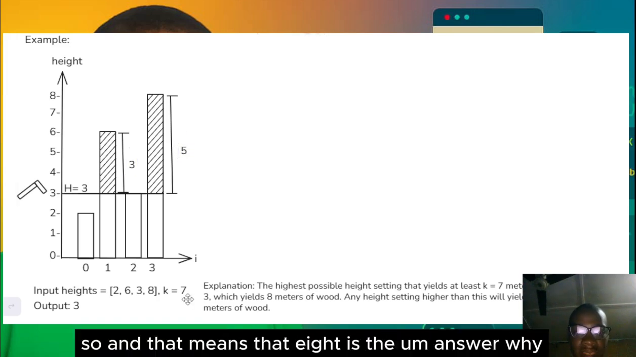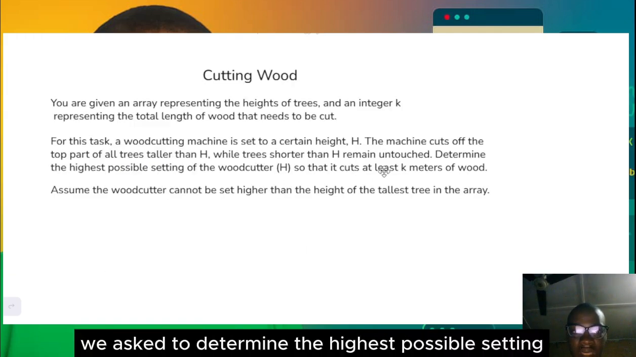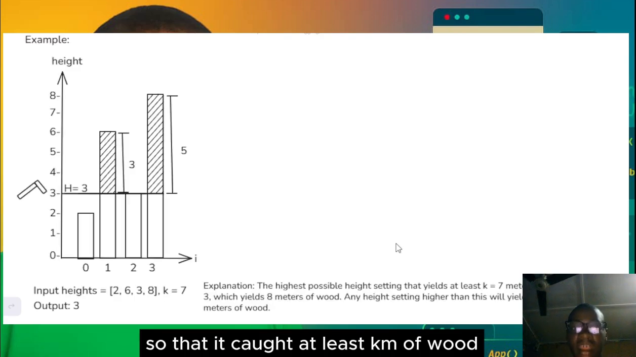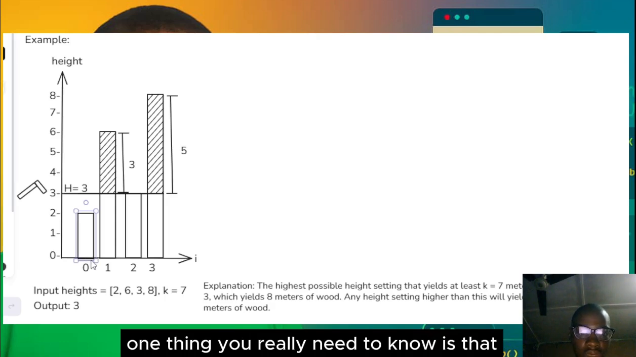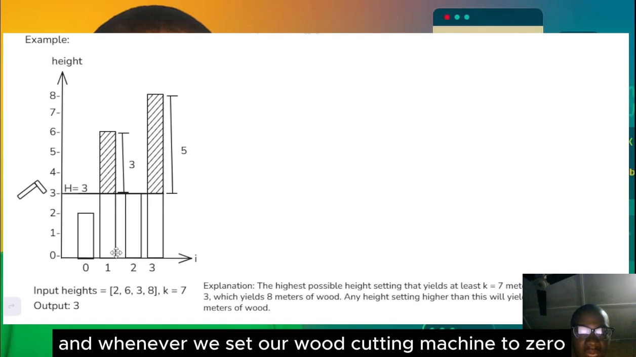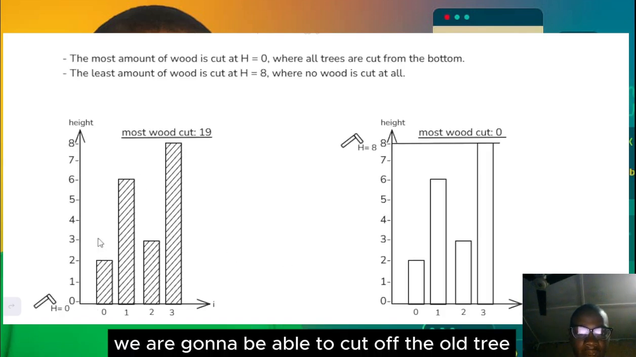So that means that 8 is the answer. Why? Because we are asked to determine the highest possible setting so that it cuts at least k meters of wood. One thing you really need to know is that we can set our wood cutting machine to 0, and whenever we set it to 0, we are going to be able to cut off the whole tree.